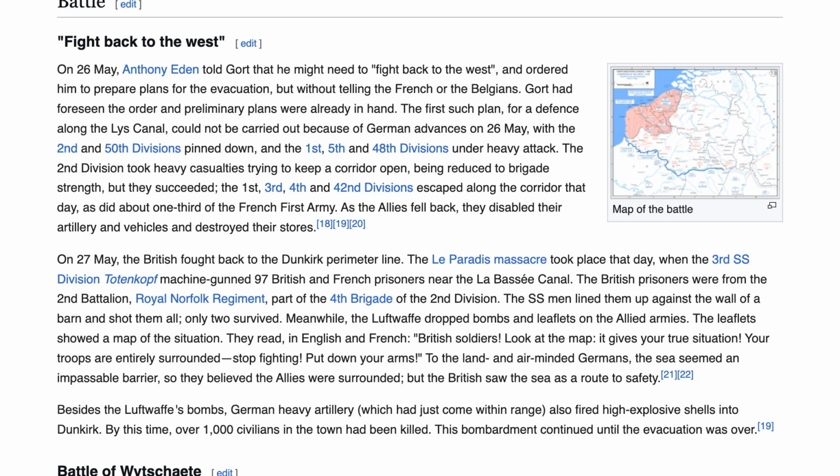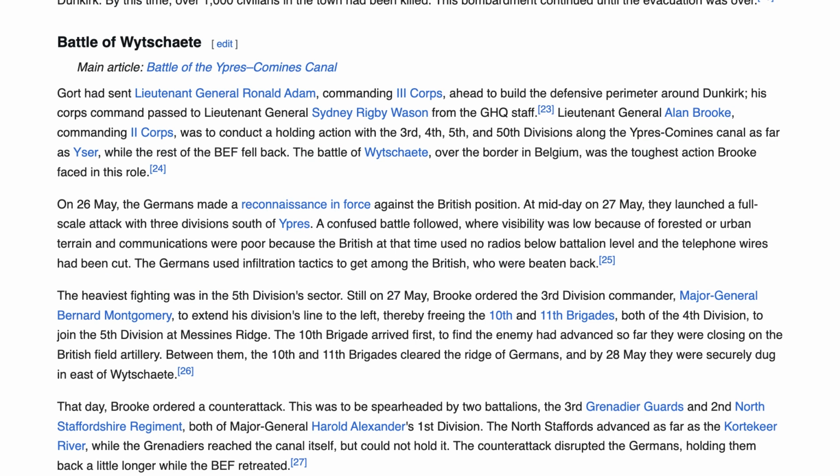Besides the Luftwaffe's bombs, German heavy artillery, which had just come within range, also fired high-explosive shells into Dunkirk. By this time, over 1,000 civilians in the town had been killed. This bombardment continued until the evacuation was over. Battle of Wytschaete. Gort had sent Lieutenant General Ronald Adam, commanding 3rd Corps, ahead to build the defensive perimeter around Dunkirk.